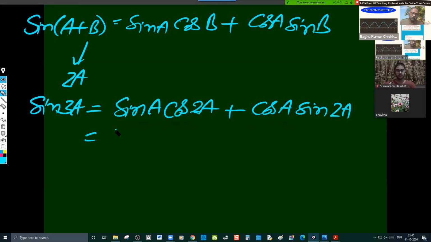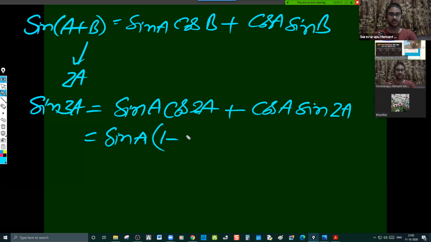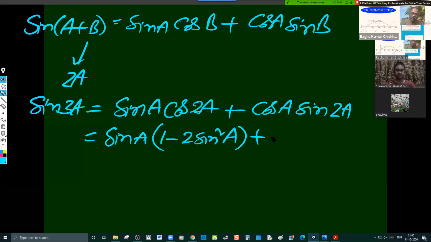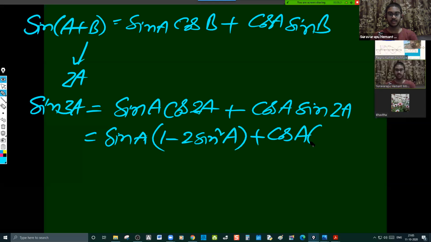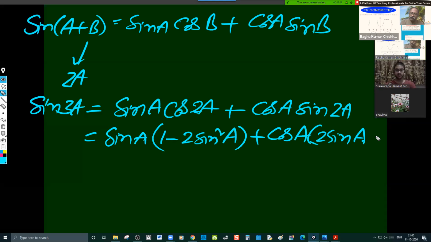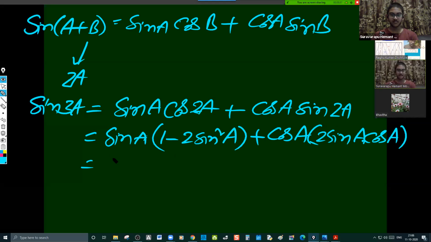Yes, sir. Sine A. Now tell me cos 2a in terms of sine, Maurya. That's 1 minus 2 sine square A. Similarly, the sine 2a formula: 2 sine A cos A. I'm talking about sine 2a here. Yes, sir. Now expand it.